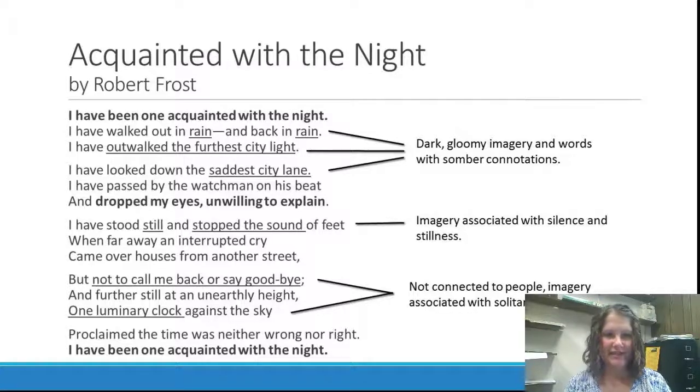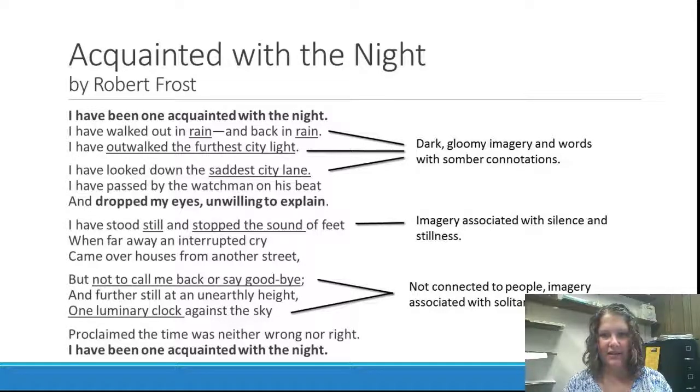In line three, when he says he outwalked the furthest city light, it means that he was leaving civilization, leaving the city. And then this sense of him being alone and solitary gets reinforced in the fourth stanza when there are people crying to each other or calling to each other, but they're not calling to him.